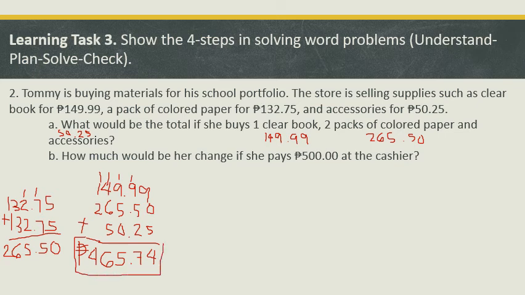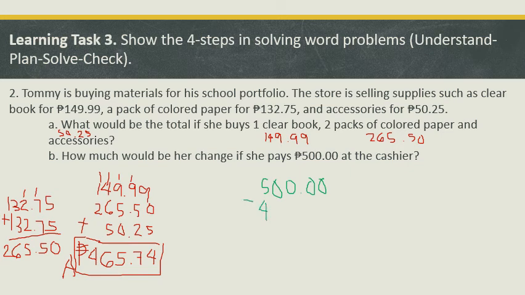Okay, para naman sa letter B, ito ay sagot sa letter A. Okay, sa letter B naman, so ibahin natin yung color green. So, how much would be her change if she pays 500 pesos at the cashier? So, kung ito yung presyo ng bibilhin niya, magkano yung sukli niya sa 500 pesos? So, kailangan natin yung 500 pesos. Magkano yung sukli? Ibig sabihin, i-subtract natin siya. So, subtract natin yung sagot natin sa letter A.